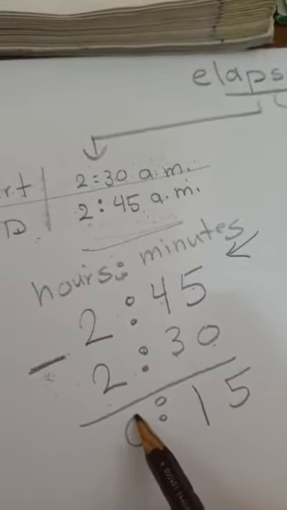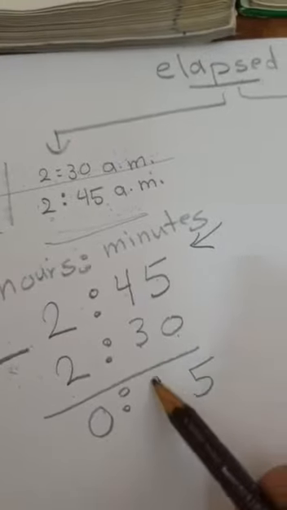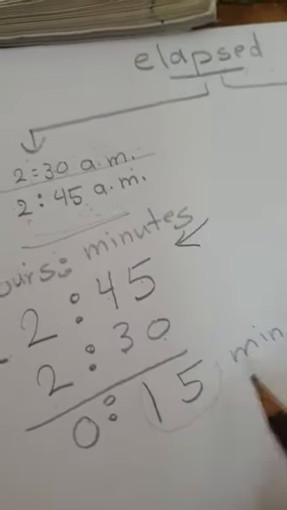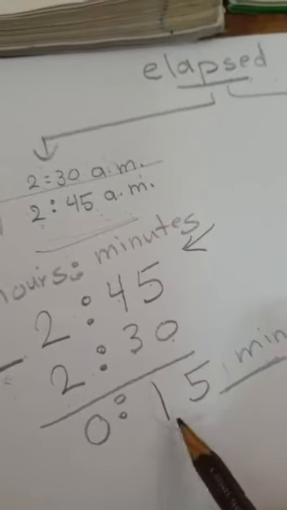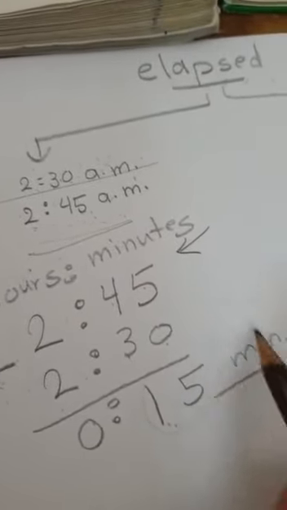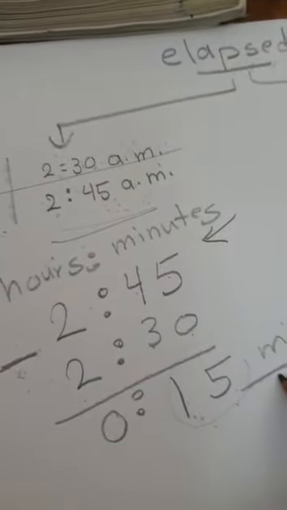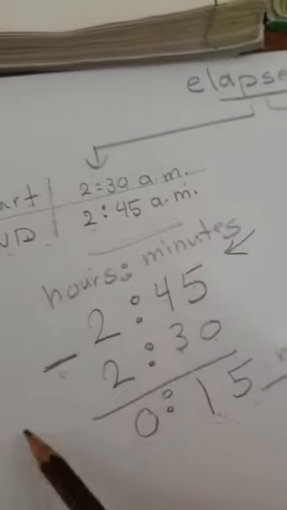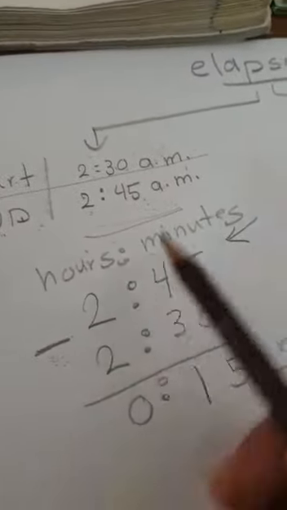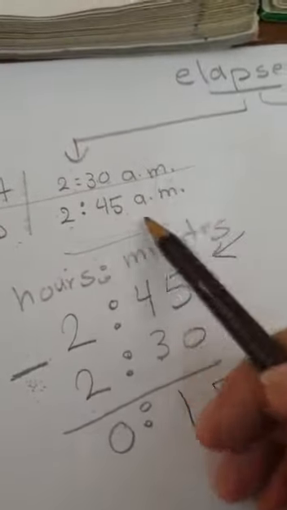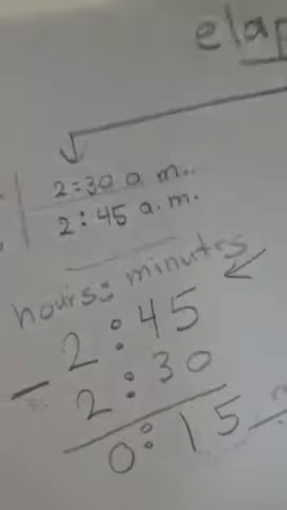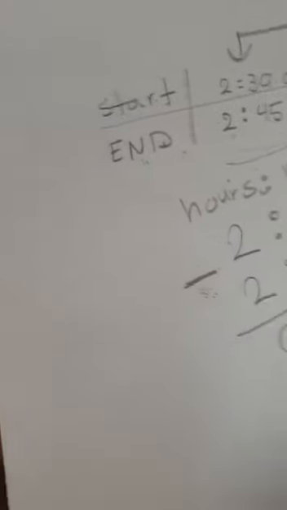What is the elapsed time here? 15 minutes. Okay? The answer, 15 minutes. The period of time between these two times is 15 minutes. Fine? Don't forget, boys, elapsed means minus. We minus when both of them are in the same period of time, both AM or both PM. Let's give you another example.